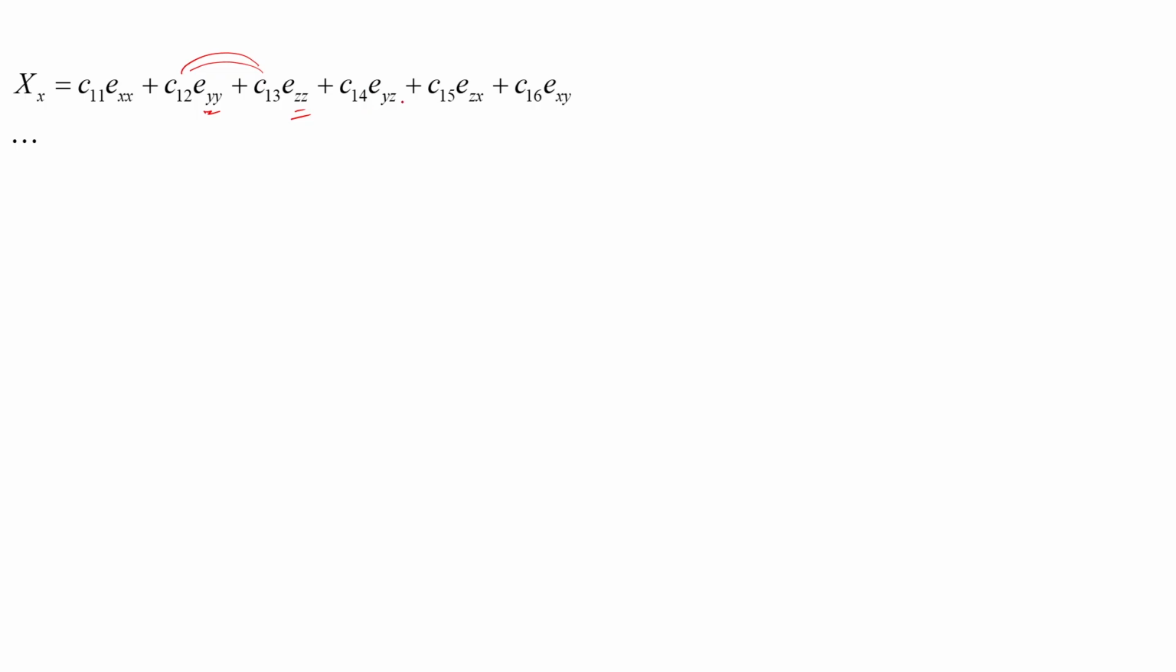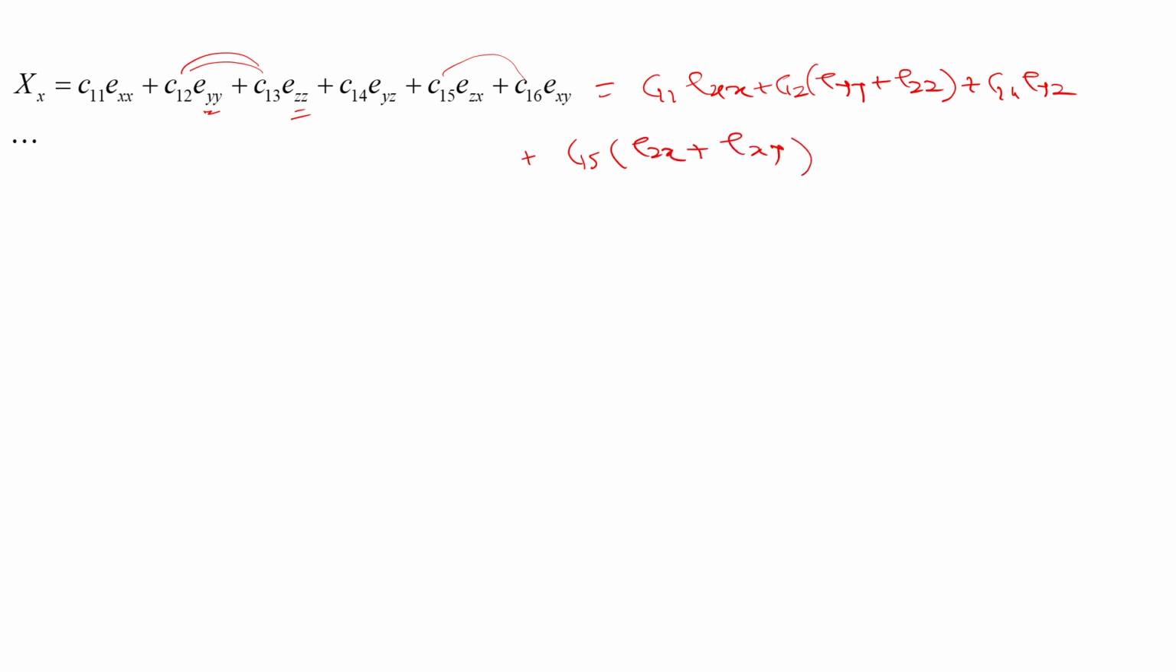Over here C14 εyz is fine. Over here there are εzx and εxy, so again z and y are there, which should be equivalent, and therefore C15 and C16 should be equal. As a result, this equation should be written as C11 εxx plus C12 times (εyy plus εzz) plus C14 εyz plus, since these are equal, C15 times (εzx plus εxy). So, the relation should be like this.